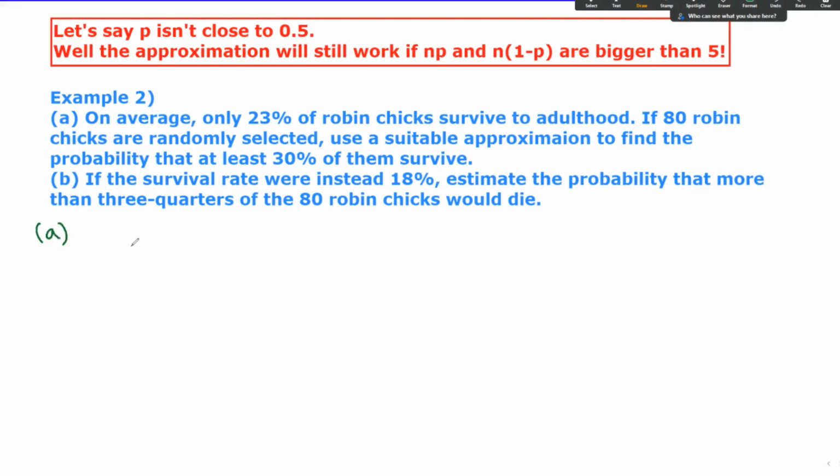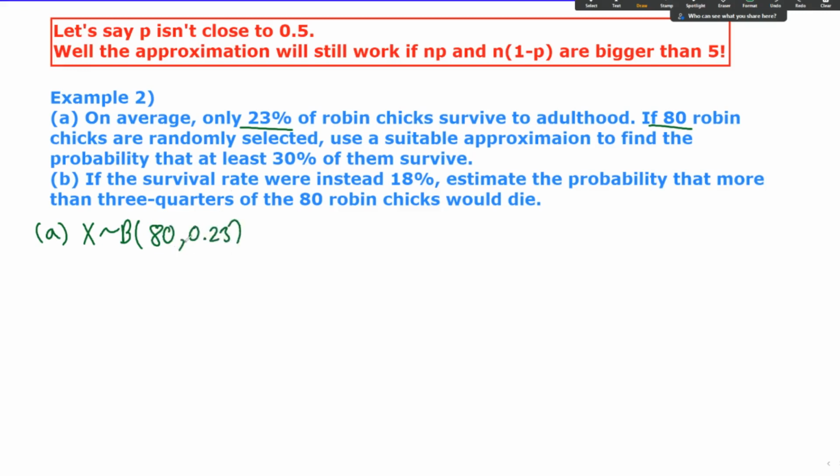Okay, so let's start with this example. It says, on average, only 23% of robin chicks survive to adulthood. If 80 robin chicks are randomly selected, use a suitable approximation to find the probability that at least 30% of them survive. Off the bat, we can see that this is a binomial distribution. We have a probability and a number, so we can write it like this: our n is 80, and our p is 0.23.